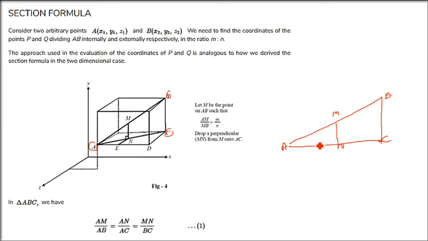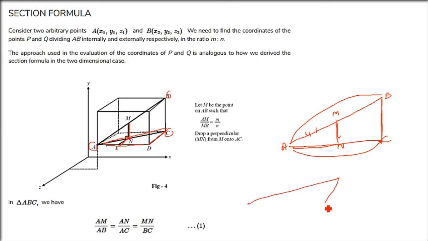So we have a ratio when we join MN parallel to BC. In a triangle we have learned AM by AB equals AN by AC equals MN by BC. This we have already seen. So we have one more triangle here. I am talking about ABC, but one more triangle is there, ACD. This triangle is in the floor, you can say.